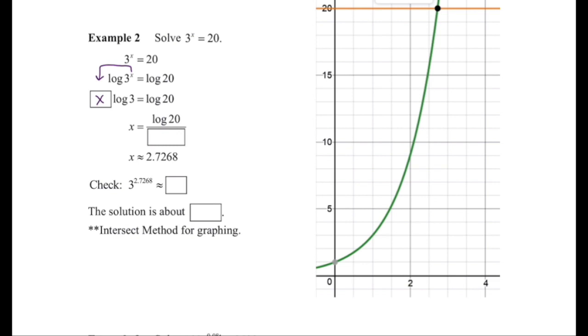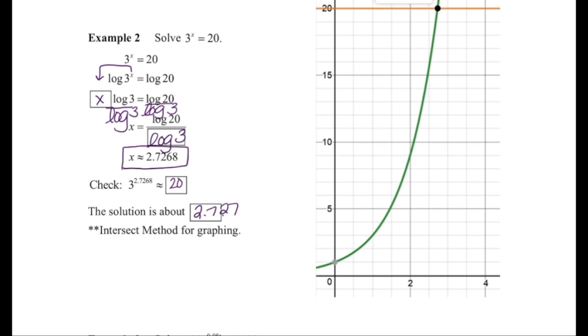I can divide both sides by log of 3. And when I do that, I'll have log of 20 divided by log of 3. So x is approximately 2.7268. And when we check, if I take 3 to that power, we get approximately 20. Since our x value is rounded, our checking solution will be rounded. So the solution is about 2.727 when rounded to 3 decimal places.